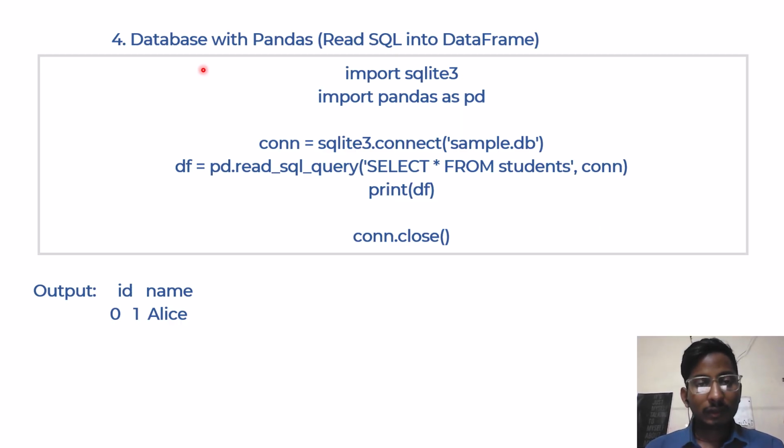Fourth is database with pandas: read SQL into the dataframe. Import sqlite3, import pandas as pd, con = sqlite3.connect, and another function df. So there is a function overall. The output is the id and name columns, with 0 and 1.